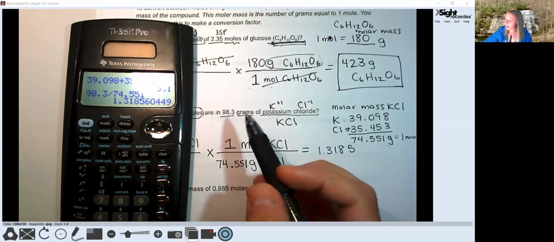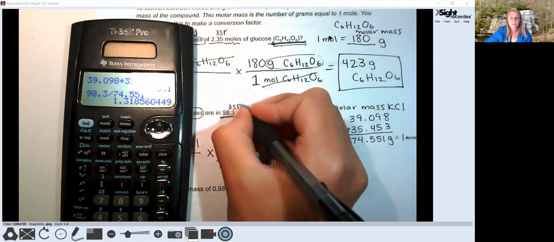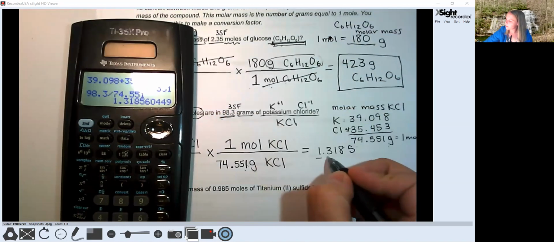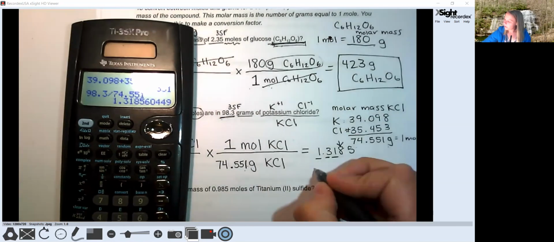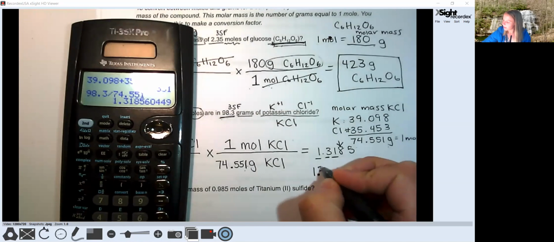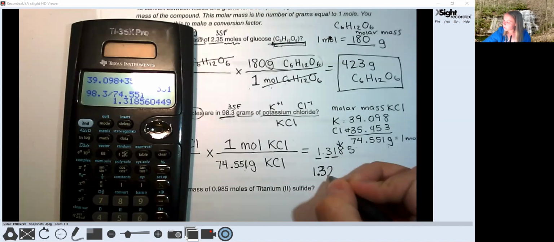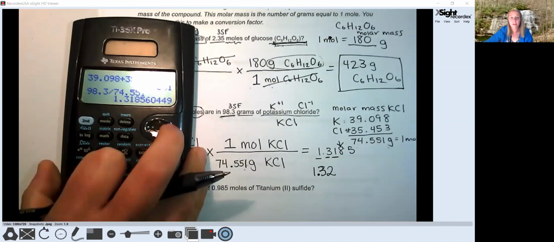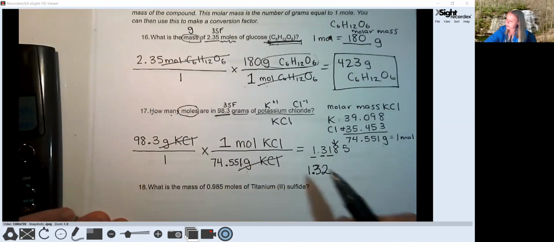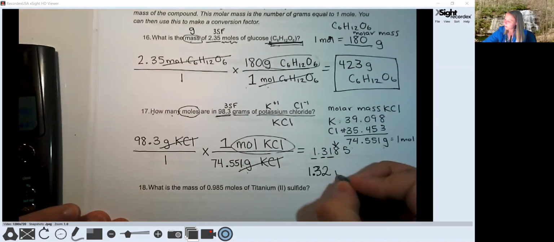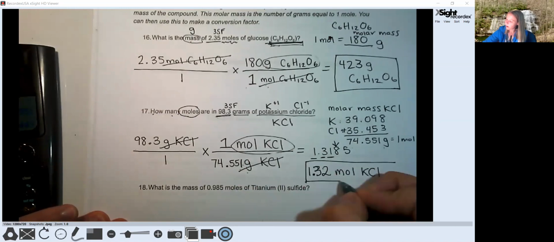Okay, and now looking back at our sig figs, we have 1, 2, 3 significant figures up here. So our answer also needs to have 3. 1, 2, 3. And we'll look at that next digit over. So we're going to have 1 point. Whoops, I almost forgot that decimal point. 1.3, and then the 8 is going to make that 1 round up to a 2. 1.32, and then grams of KCl will cancel out, and we'll just be left with moles of KCl. There's my final answer.